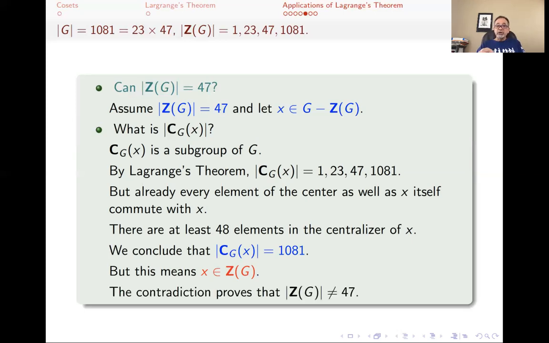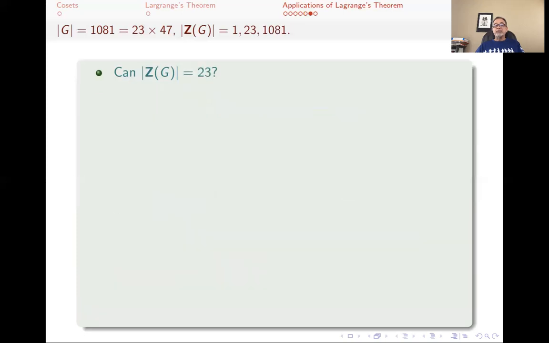And that proves that our original assumption that the center of G had 47 elements was incorrect. So the center of G cannot have 47 elements. So now we're down to 1, 23 and 1081. And of course, it begs the question, can the size of the center be 23? The previous argument doesn't quite work, because if you take something outside of the center and say that the elements of the center are in the centralizer and itself is in the centralizer, that gives us 24 elements. It's still possible for the centralizer of that element to have 47 elements. But we can tweak that argument a little bit.